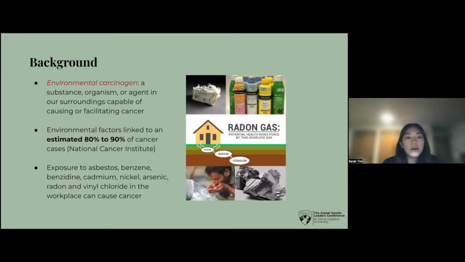So, a short background. Environmental carcinogens are substances, organisms, or agents in our surroundings that are capable of causing or facilitating cancer progression. According to the National Cancer Institute, environmental factors are linked to an estimated 80 to 90% of all cancer cases worldwide.